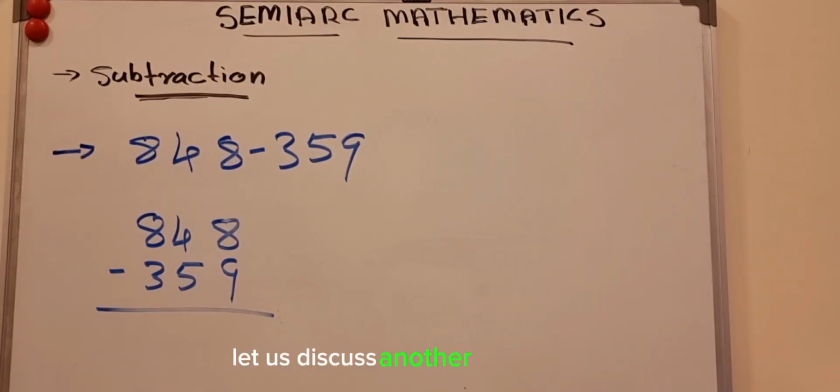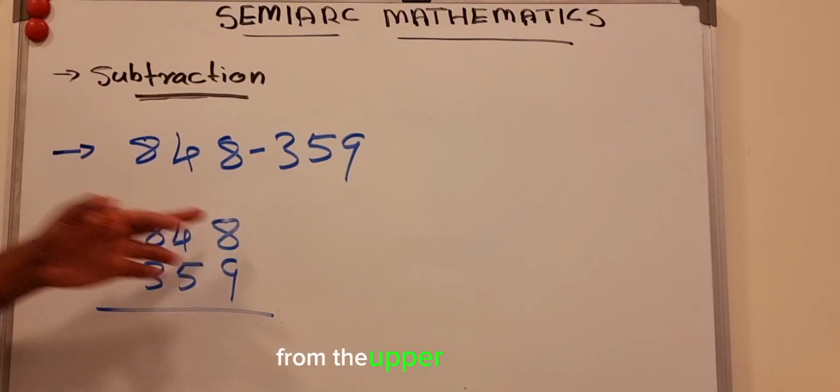Let us discuss another example, 848 minus 359. This is a 3-digit number. The process is the same. You have to subtract the lower number from the upper number.